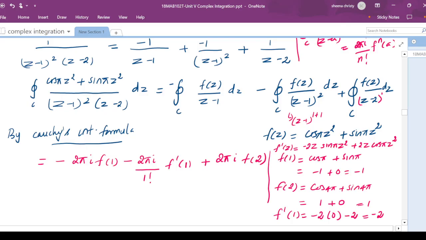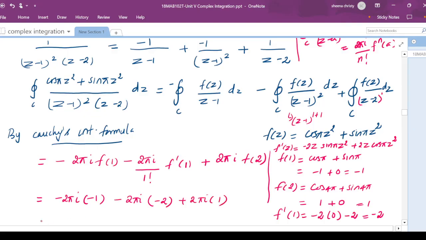Understood? Put z equal to 1. When you are putting z equal to 1, you are getting minus 2 into sin pi is 0 plus 2 into cos pi is minus 1. So you are having minus 2. Substitute it here. This gives you minus 2 pi i into f of 1 is minus 1, minus 2 pi i divided by 1 factorial is 1 into f dash of 1 is minus 2, plus 2 pi i into f of 2 is 1.